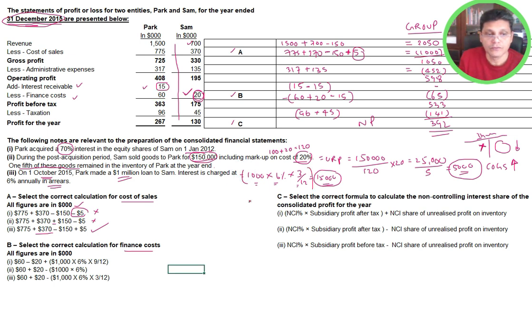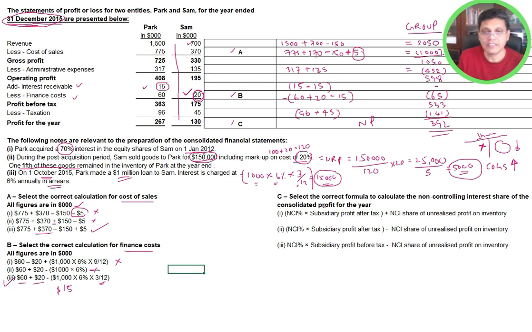Okay, so now let's go through this. 60 minus 20, no, this is not the correct answer. 60 plus 20 minus 6% of 1000, no, so you need to take proportionately 3 months. This is also not the correct answer. The last one, 60 plus 20 minus 1000, 6%, 3 months. So the entire amount is going to be $15,000. Okay, so 60 plus 20, so this is the correct answer. The last one is the correct answer.